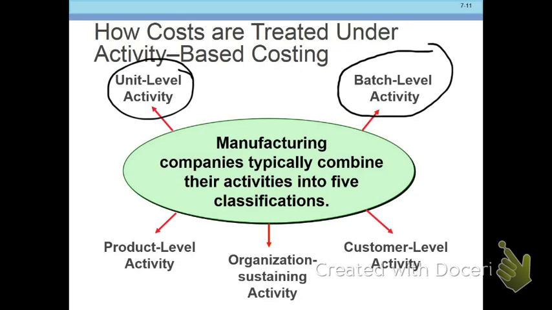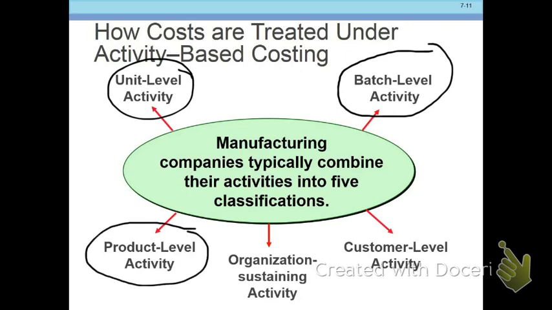Perhaps when I have that batch, I need separate engineering. Perhaps I need cleanup to come in. I may not clean up the machinery after every unit is produced, but I may come in and clean up the machinery after every batch. So these activities are going to be different than unit level activities.